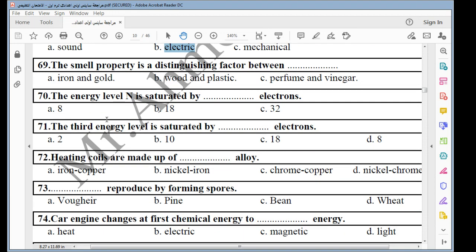69. The smell property is a distinguishing factor between iron and gold. Of course, this is not correct, think again. The smell property is a distinguishing factor between wood and plastic. Of course, perfume and vinegar, because here the smell property applies.